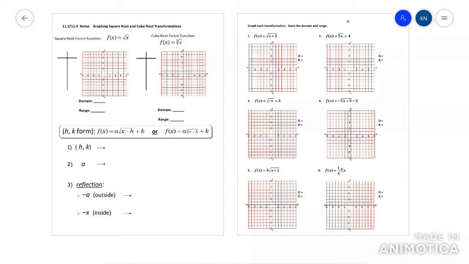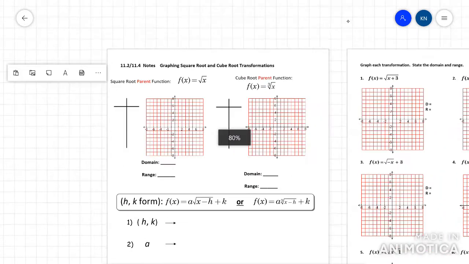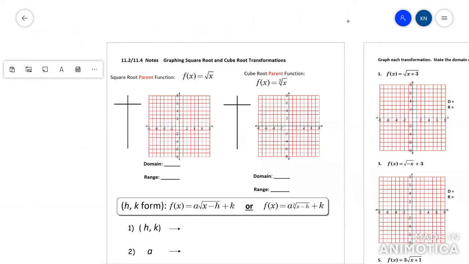Okay, this video is going to go over 11.2 and 11.4 notes. Basically, that's just graphing square root and cube root. So let's go ahead and get started. The square root function by default is y equals root x.